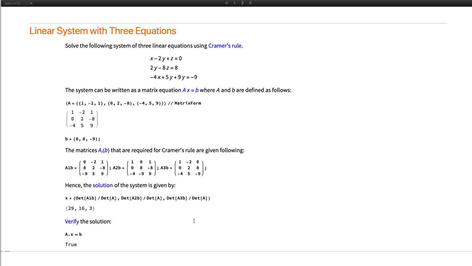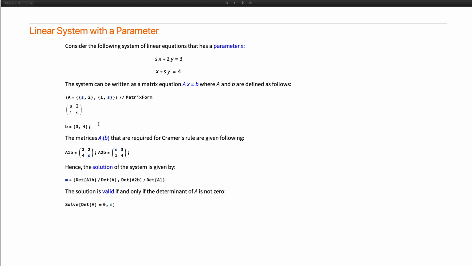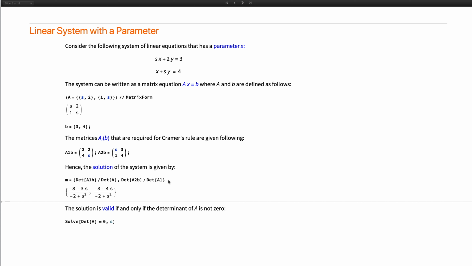It's a very nice, elegant way of solving systems of equations. Now, what might happen is that occasionally you have a parameter in your system. Like over here, you have x and y, which are variables, and then s is a parameter. So it's an unknown quantity, but you can still apply Cramer's rule. You form the matrix A and the vector b. A has s and 2 as the first row and 1 and s as the second row. Work out the required matrices Ai(b), and find a solution.